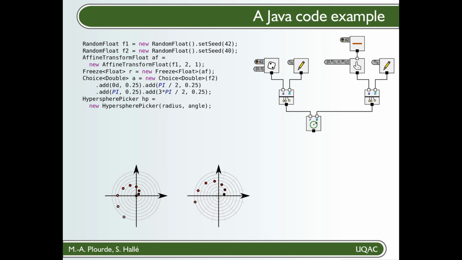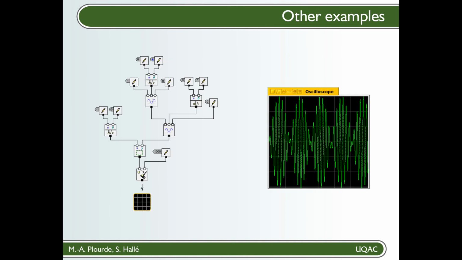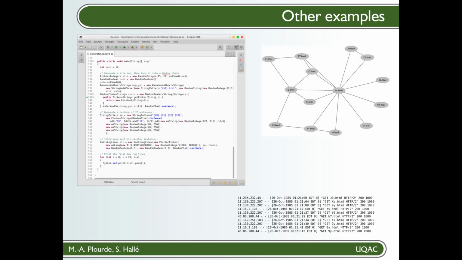Of course, producing points is relatively easy, but it shows again how objects following complex patterns can be created by plugging or wiring pickers together in a different way. Just for fun, here's a piece of code where a chain of pickers simulates the operation of an AM radio. And here's another one that generates a random scale-free graph simulating a website map, and then interleaves multiple random walks in this graph to generate a fake web server log.